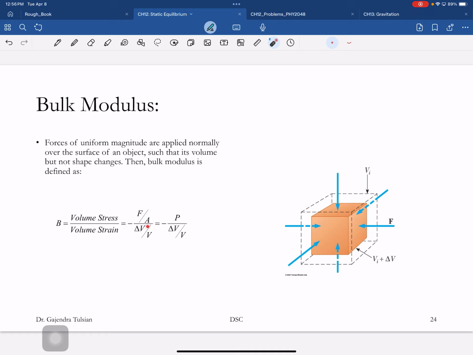So this is stress divided by the strain. The strain is change in volume divided by V. What is this minus sign doing here?